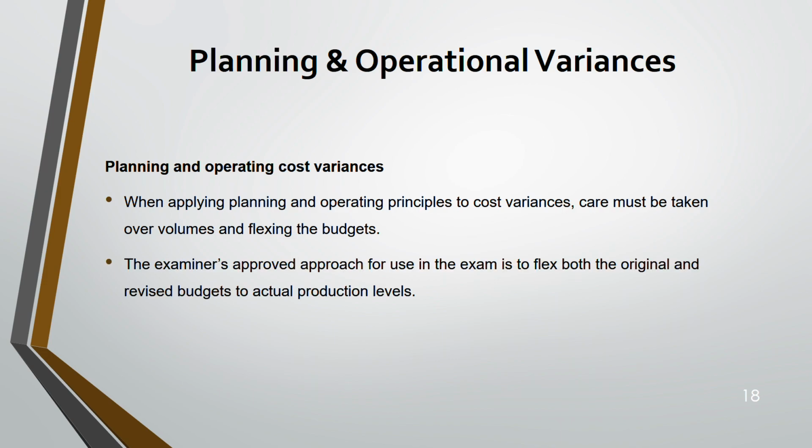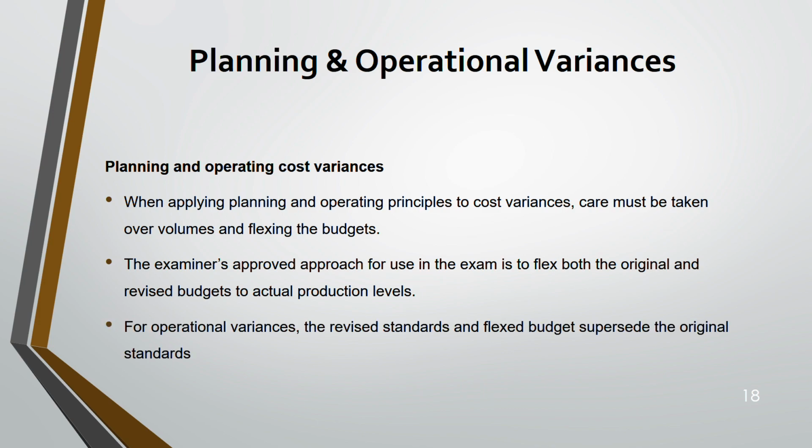So the examiner's approach for the exam is to flex both original and revised budget to the actual production level. Flexing means, when you have budgeted, you might have taken some quantity, right? Even that quantity is budgeted. But flexing means you are taking that quantity to the actual production level and changing the budget. That is the meaning of flexing. So the examiner told you to flex both the revised as well as the original budget.